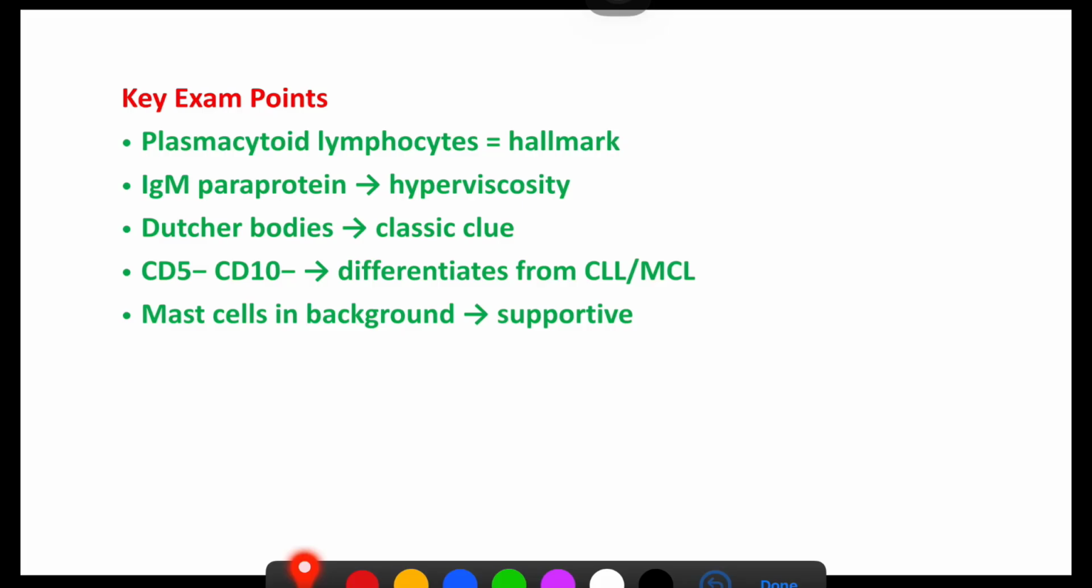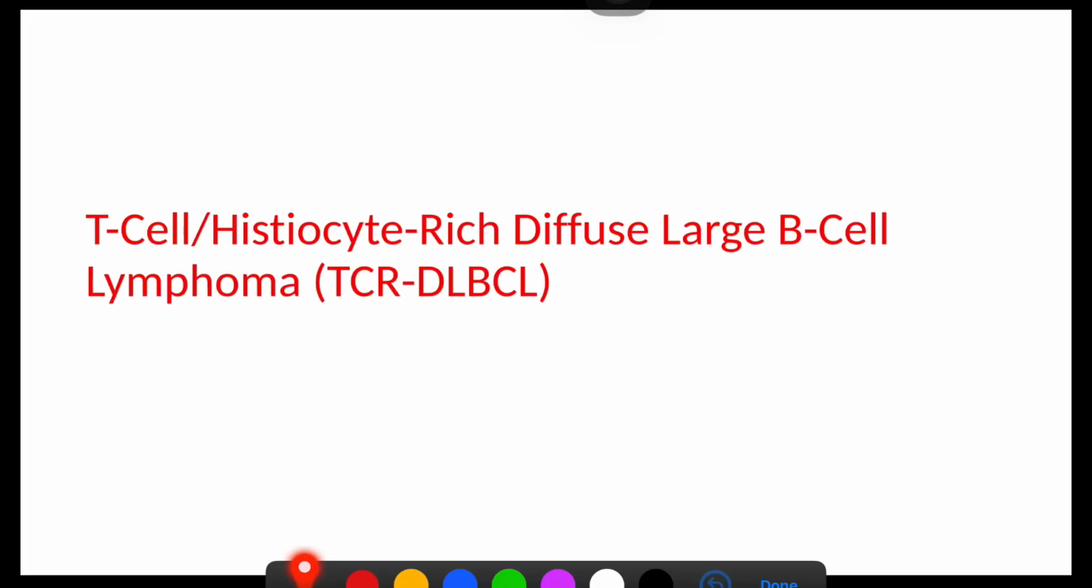So, plasmacytoid lymphocytes are the hallmark of this disease, with IgM paraproteinemia which leads to hyperviscosity, and due to this you will find Dutcher bodies, Russell bodies, Mott cells. It is CD5 and CD10 negative, and sometimes you will find mast cells, which is a supportive feature.